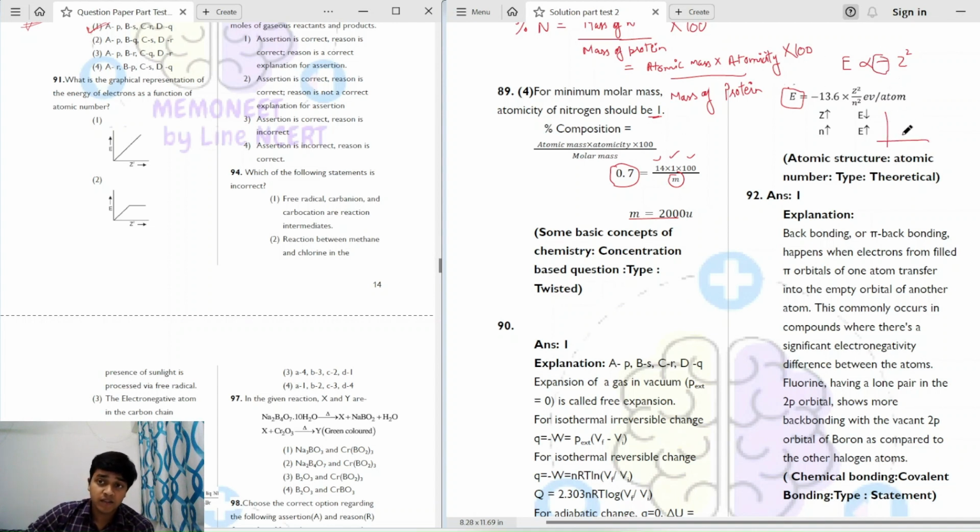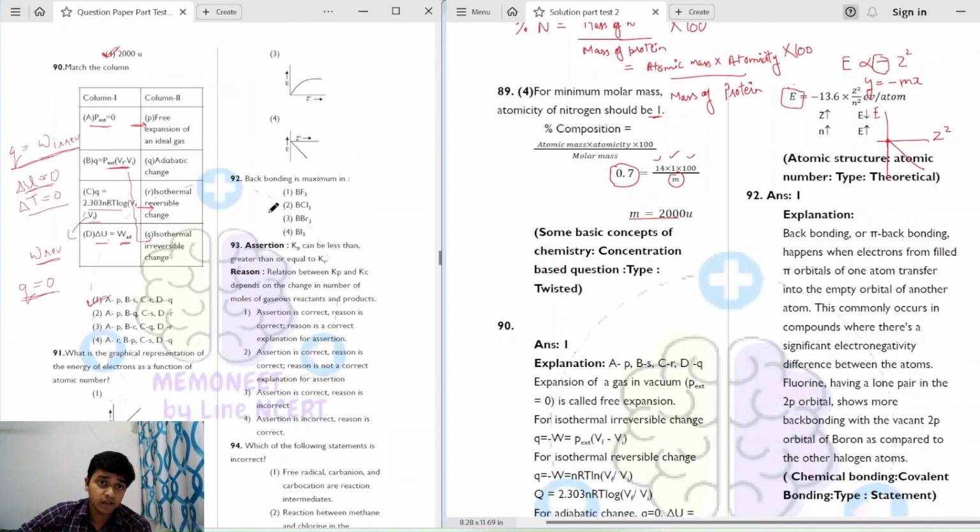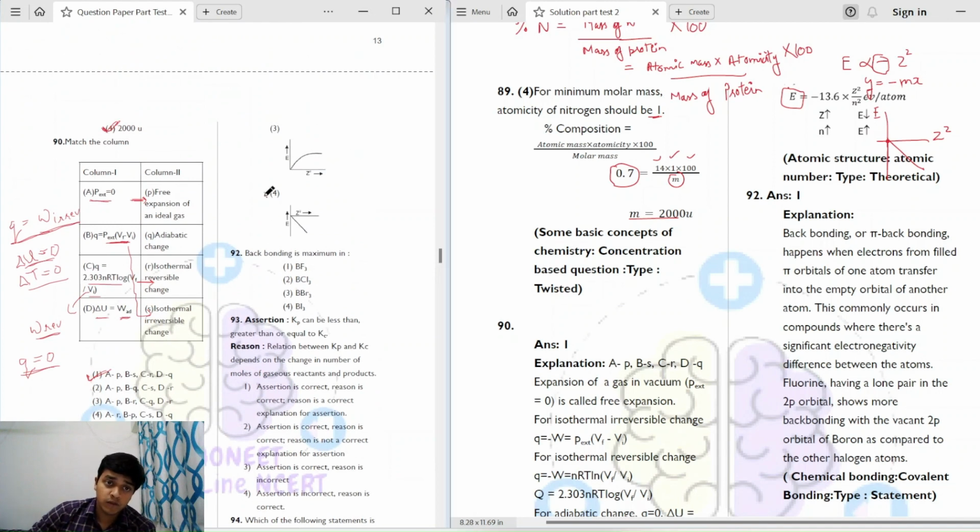So in E versus z square, we must have a negative slope. There is no constant, so we have a y is equal to minus mx type of graph. So the graph will start from the origin and it will have a negative slope and it will be a straight line. So it will go like this. This we can find in option 4. So option 4 will be the correct answer to this question. Moving on to the next question.